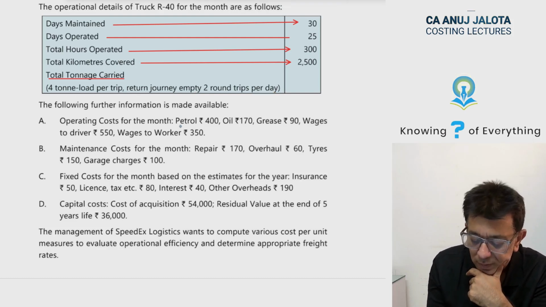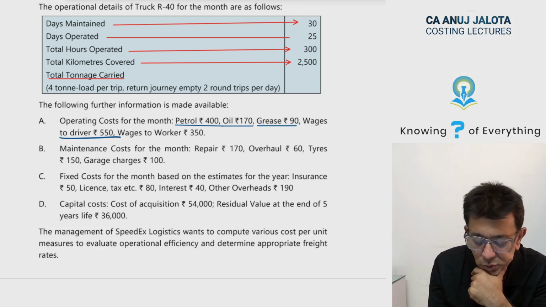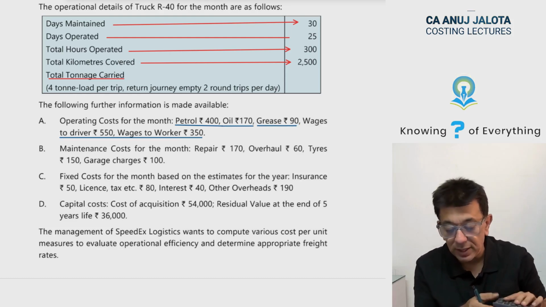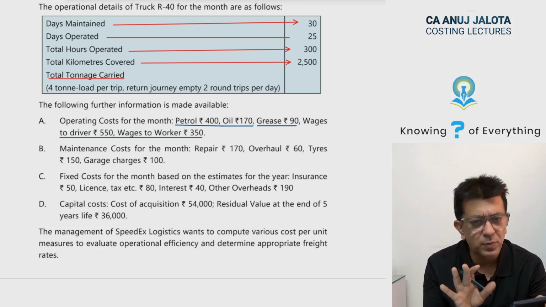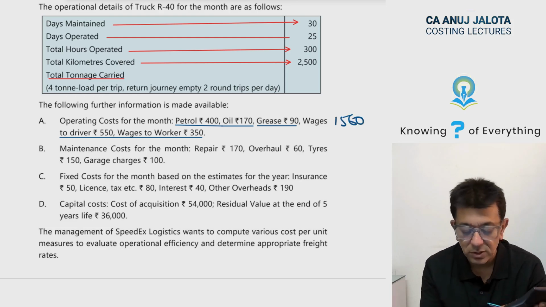Operating cost for the month: petrol 400, oil 170, grease 90, wages to driver 50, wages to worker 350. I'll total it up, that'll be far better for me. 400 plus 170 plus 90 plus 550 plus 350. As I've told in MCQs, presentation does not matter. Okay, so total cost till now is 1560.